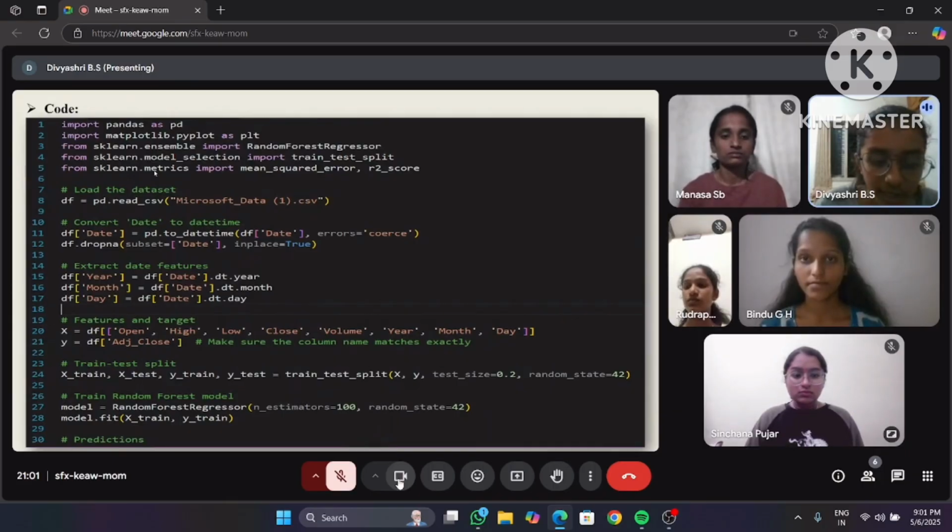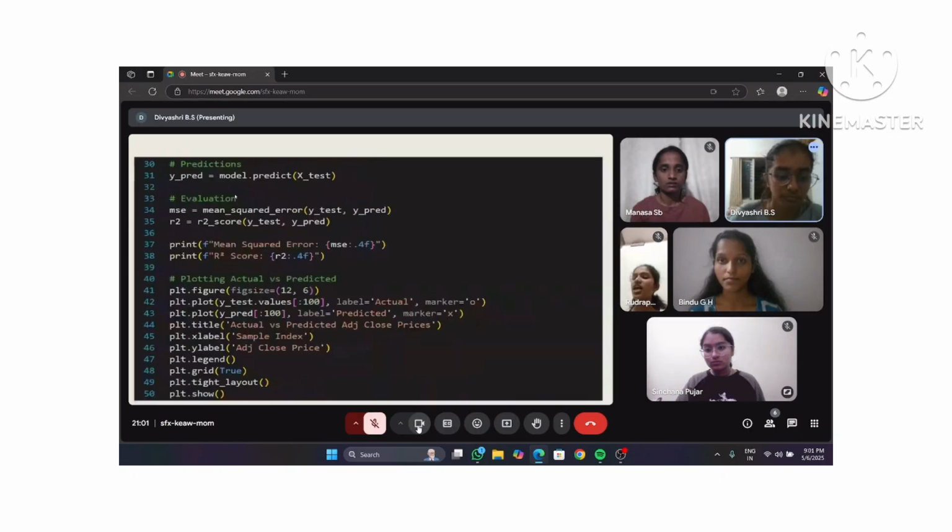Now coming to the training of the random forest model, for example, model equals RandomForestRegressor with n_estimators equal to 100 and random_state equal to 42. The model is fit to the training data. Now further predictions will be continued by Manasa.